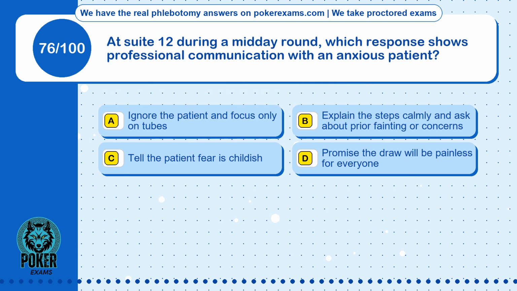Question 76. At Suite 12 during a midday round, which response shows professional communication with an anxious patient? Option A. Ignore the patient and focus only on tubes. Option B. Explain the steps calmly and ask about prior fainting or concerns. Option C. Tell the patient fear is childish. Option D. Promise the draw will be painless for everyone.